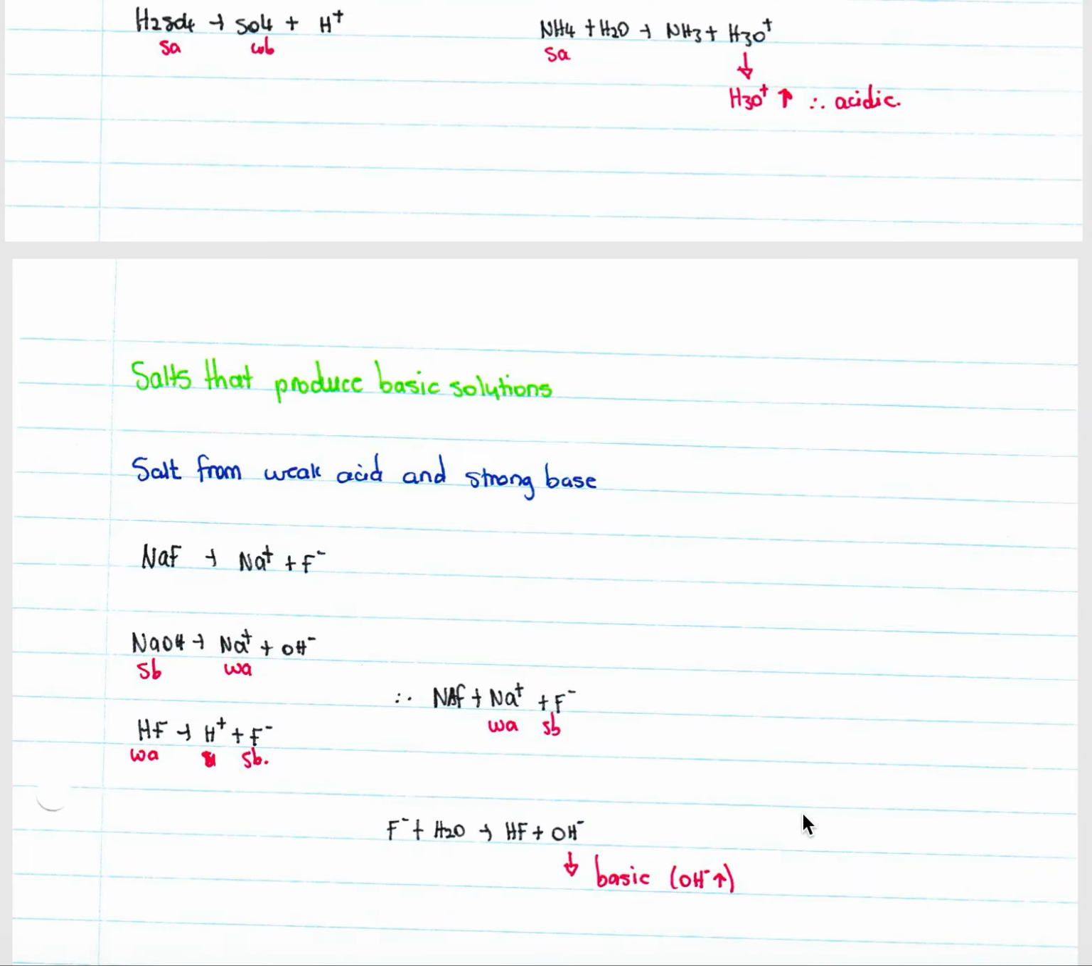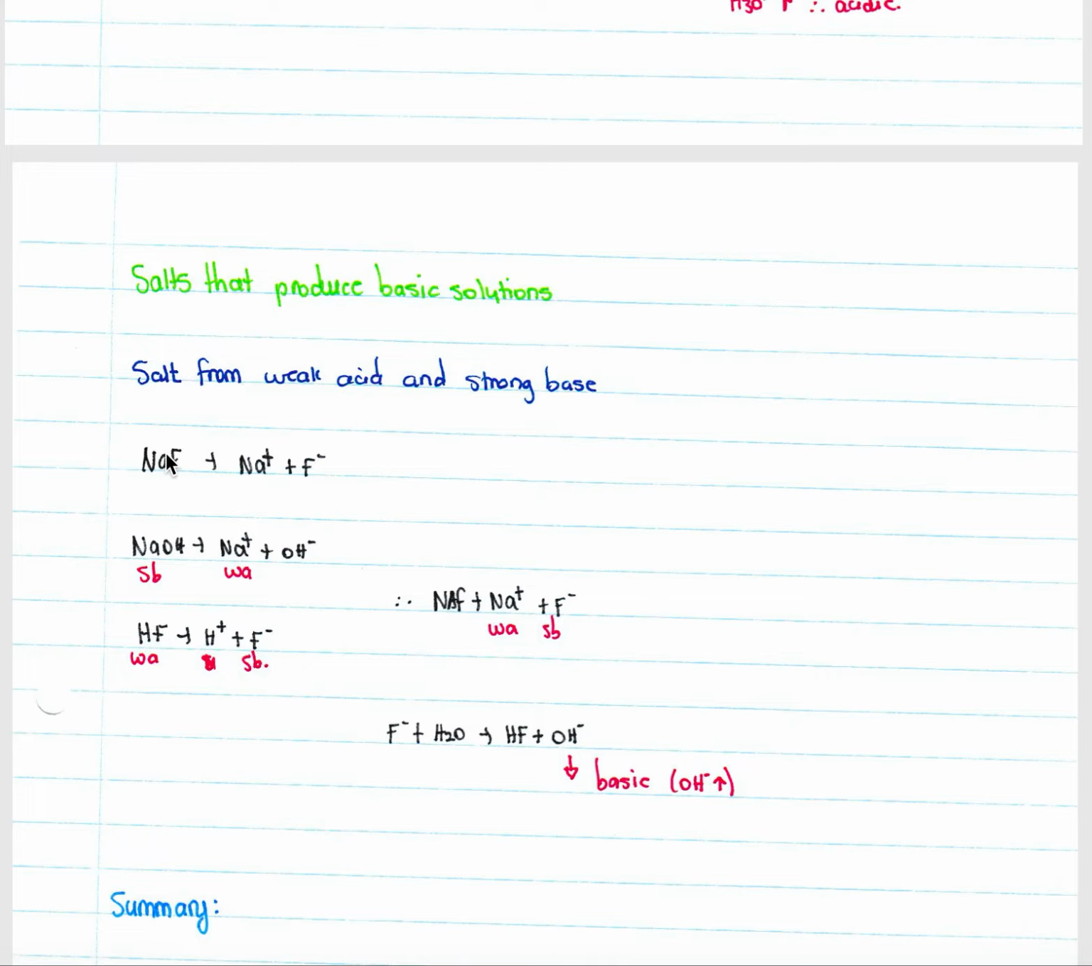Salts that produce basic solutions come from a weak acid and a strong base, such as NaF, which will break up into Na plus and F minus. We know that Na would have come from NaOH, which is a strong base, therefore Na plus is a weak acid. HF would have given us the F minus. HF is a weak acid, therefore F minus is a strong base.